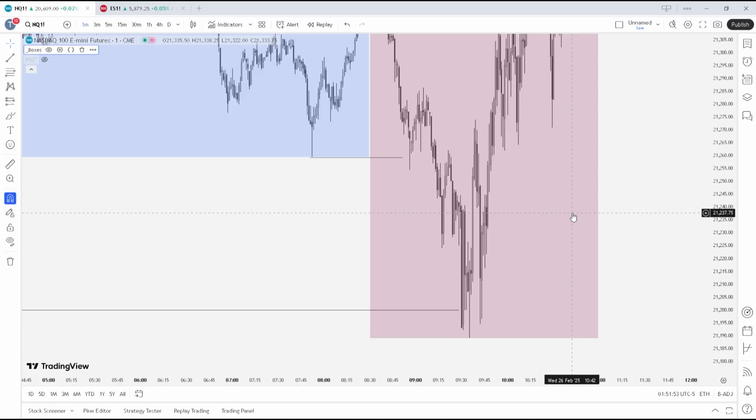And I think that just shows you how strong these liquidity pools are, right? These time-based liquidity pools. And if you're not using these, then you're definitely missing out. You have to be incorporating these into your trading.